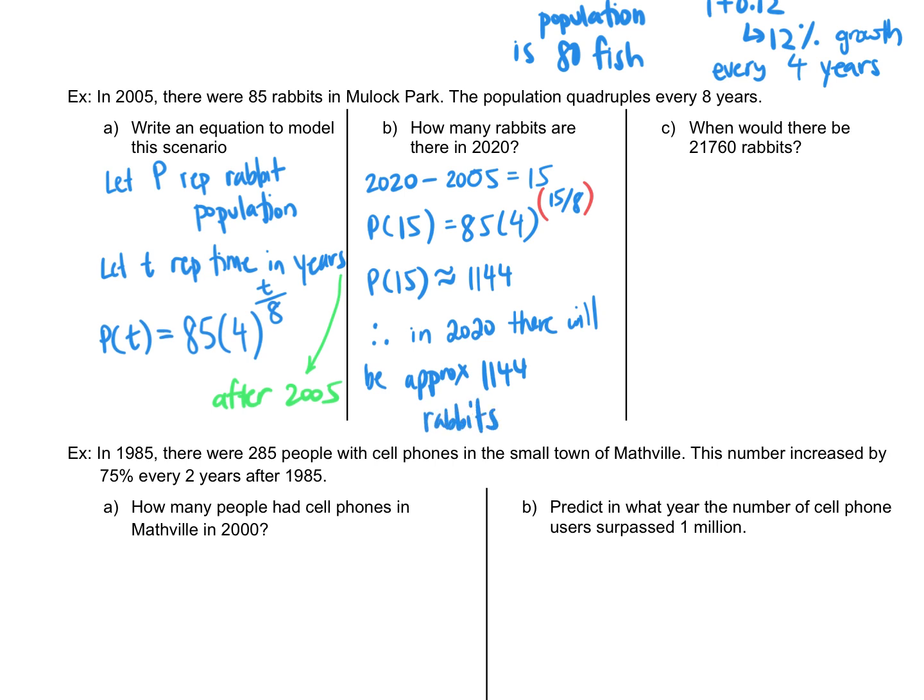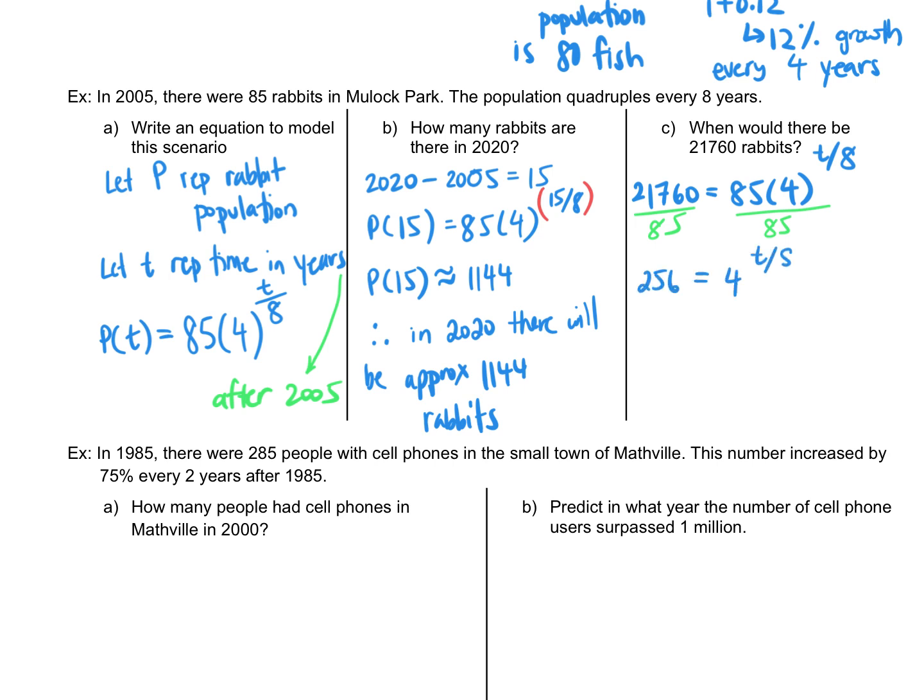Okay, when would there be 21,760 rabbits? Okay, this is the opposite. Instead of being given time, we're given the population. So I'm going to replace P at T with 21,760. And now when we look at this, it becomes an exponential equation, which we have done before. So first thing we want to do, I see a number in front of my base, so I'm going to divide both sides by 85, and I get 256.